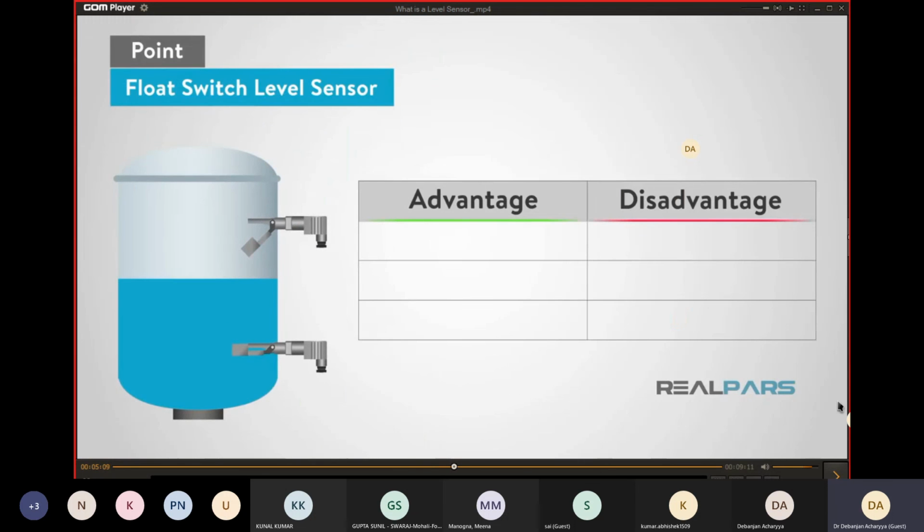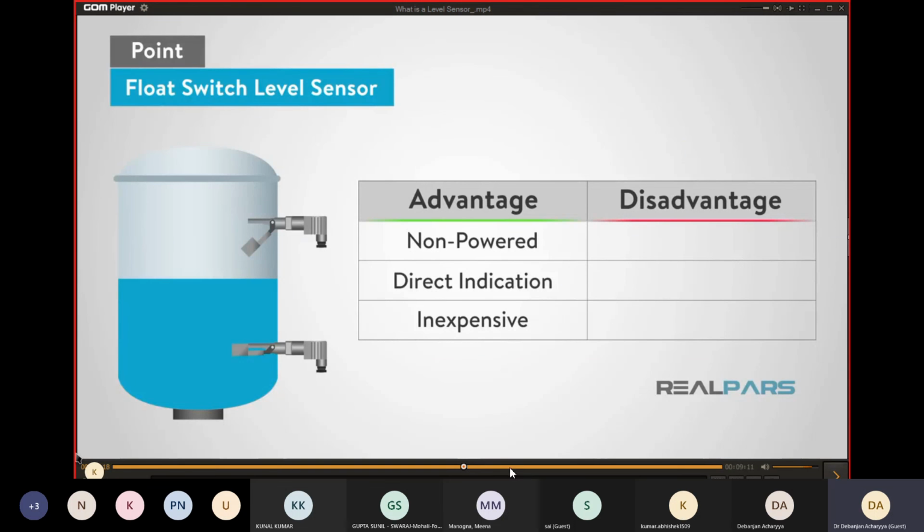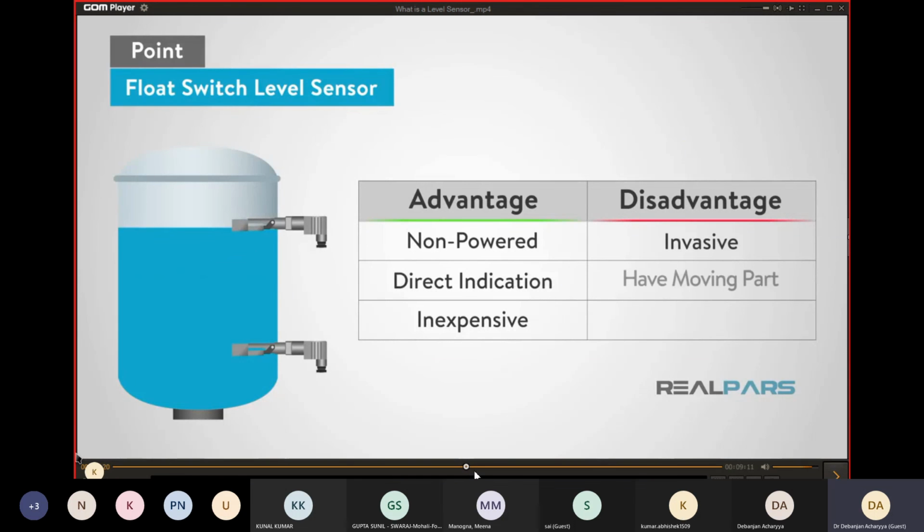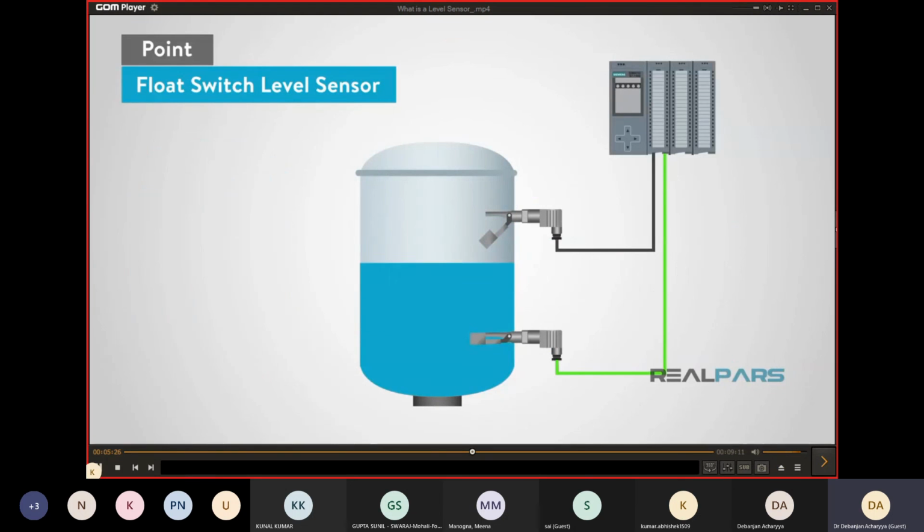The advantages of a float switch are that it is a non-powered device. It provides a direct indication, and they are inexpensive. The disadvantages are they are invasive to the product, they have moving parts, and can be large in size. Float switches will only give an indication for a high or low level. They cannot measure a variable level. A great use for float switches is in liquid storage tanks for high or low level indication.